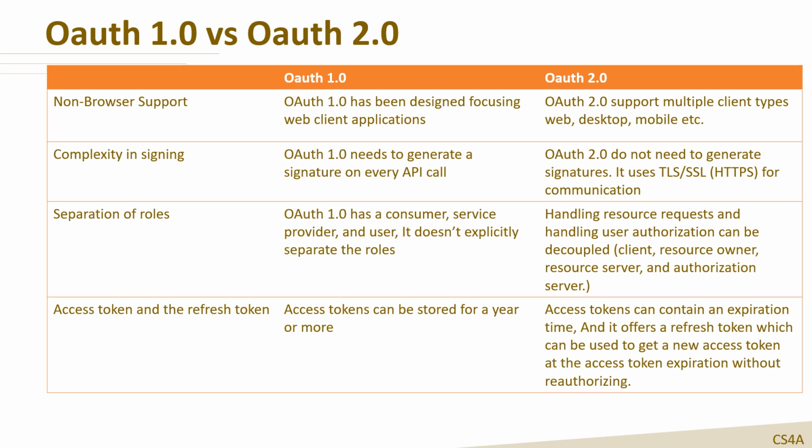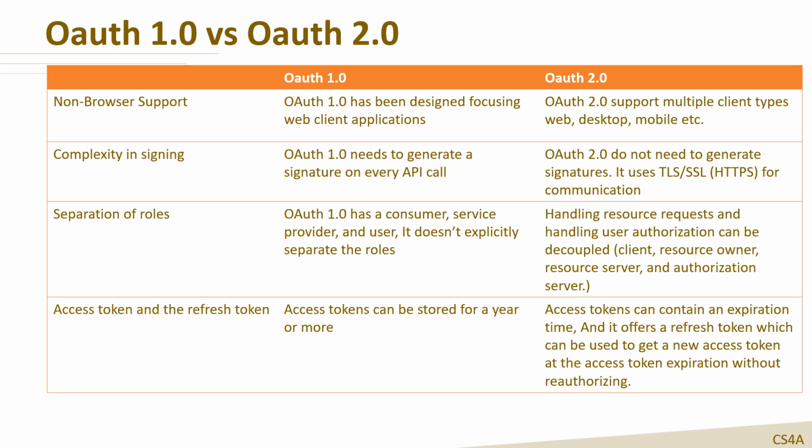OAuth 1 doesn't have separate roles for these activities. It only has a consumer, a service provider, and a user, without a separation of roles. But OAuth 2 has a separation of roles such as client, resource owner, and authorization server, so it's easier to implement and not as complex as OAuth 1 in implementation.